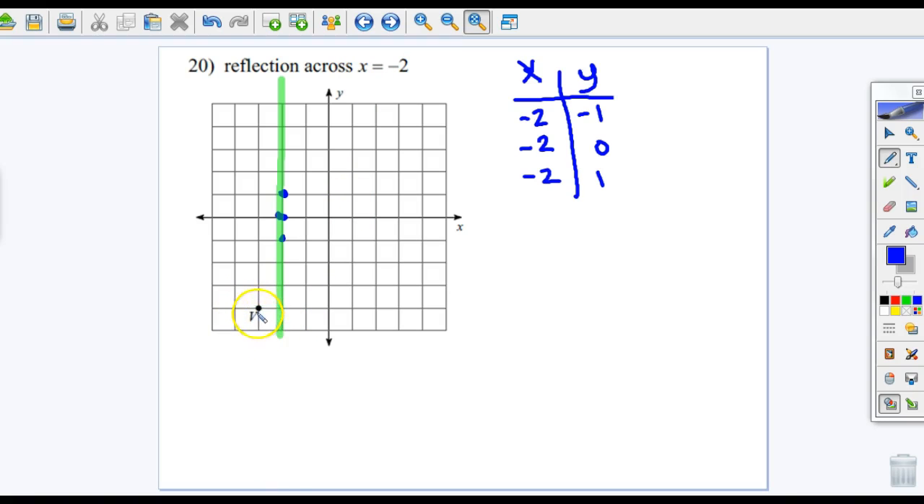So here's my V. I'm going to count right to my line of reflection 1 space, and then continue 1 space again. And there's my V prime. Making the T-chart will make this so much easier for you every time. So I'd like to see a T-chart on your homework, classwork, when you do it tomorrow. Make sure you have this copied down and push play when you're ready to continue.